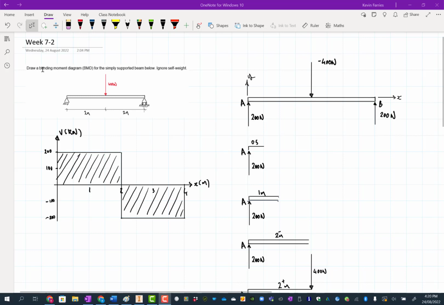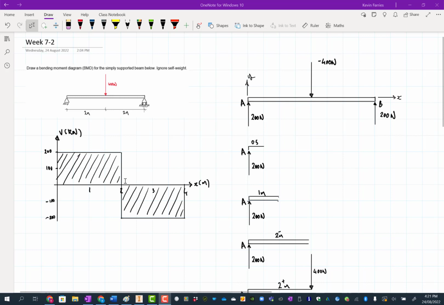So this time we've been asked to find the bending moment diagram of this beam, which is the same simply supported beam with a 400 Newton point load that we've already calculated the shear force diagram for. Usually for a question, you're going to be asked to draw the shear force diagram and the bending moment diagram for a single beam. What I've done here, I've just split up.